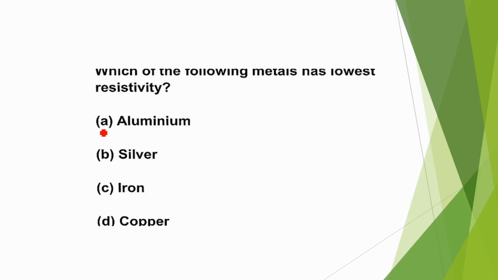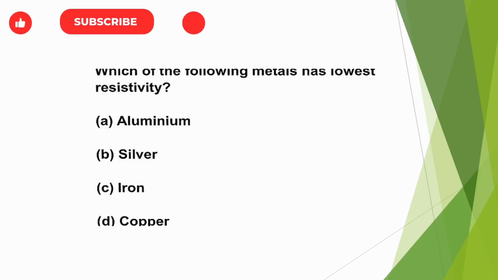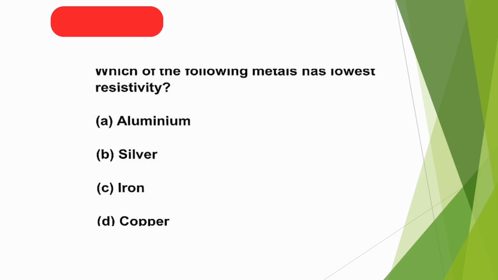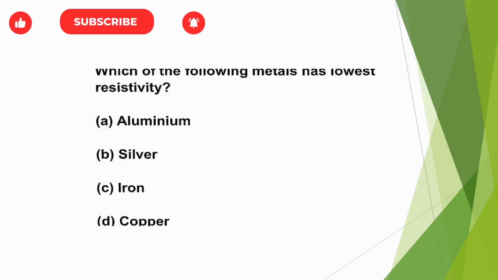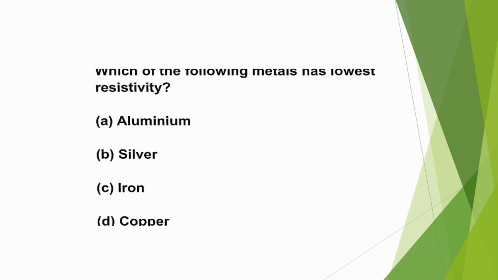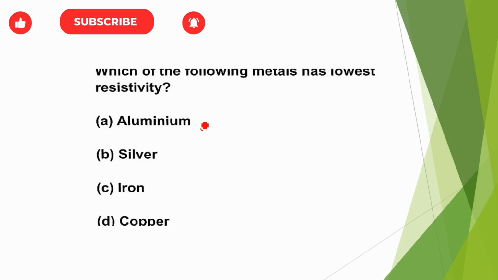First, let us find out what resistivity is. Resistivity is a characteristic property of the metal itself. It is defined as the electric resistance of a conductor of unit cross-sectional area and unit length. It's a characteristic property of each material and is represented by the symbol Rho.